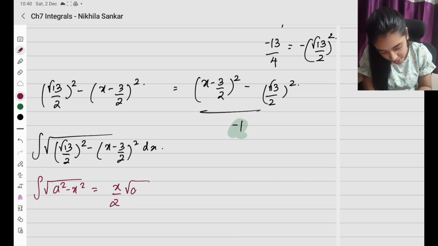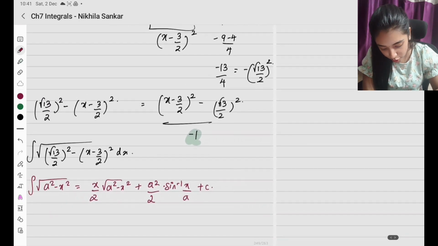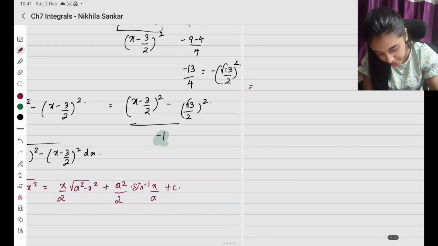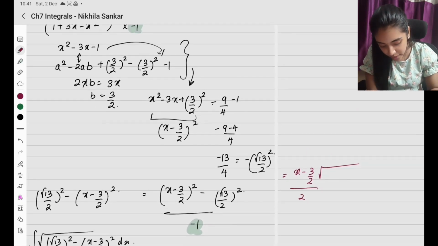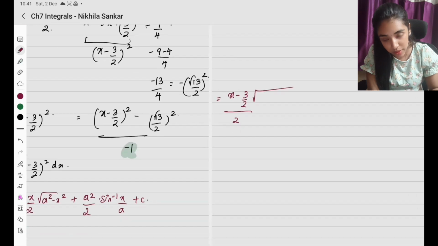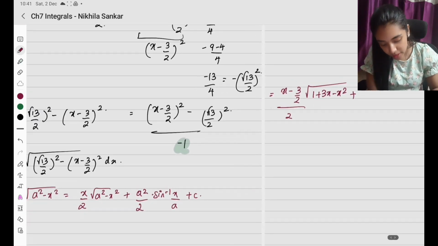x by 2 square root of a square minus x square plus, this is plus, a square divided by 2 times sin inverse of x by a plus c. So when I substitute this in the formula, what do I have? I'll write it here: x by 2, which is x minus 3 by 2 divided by 2, square root of a square minus x square, which is the question itself, 1 plus 3x minus x square. So 1 plus 3x minus x square plus a square by 2.